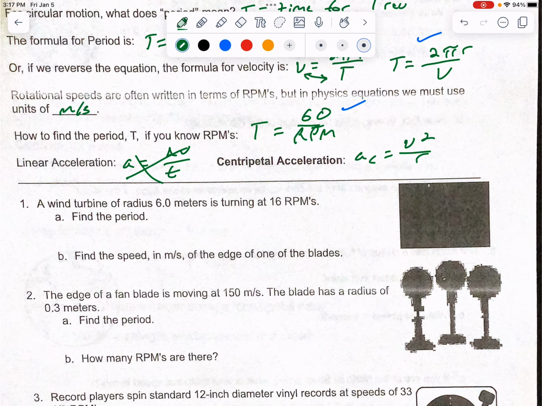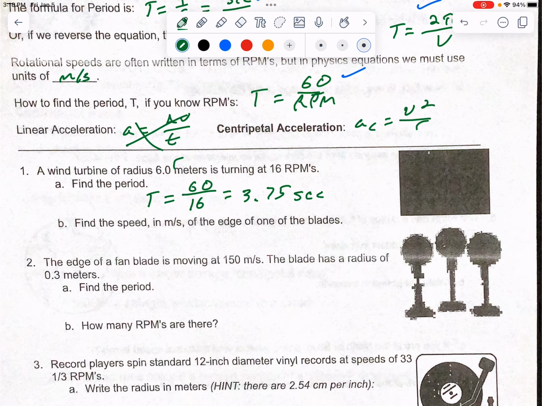Now, a wind turbine with a radius of 6. In this black picture, there's supposed to be a wind turbine in there, but printers just didn't do too well on this. A wind turbine has a radius of 6 meters, there's your R, and is turning at a rate of 16 RPMs. A, find the period. Well, we know T equals 60 over RPMs, so 60 over 16 is going to give you 3.75 seconds for your period. And there's your answer.